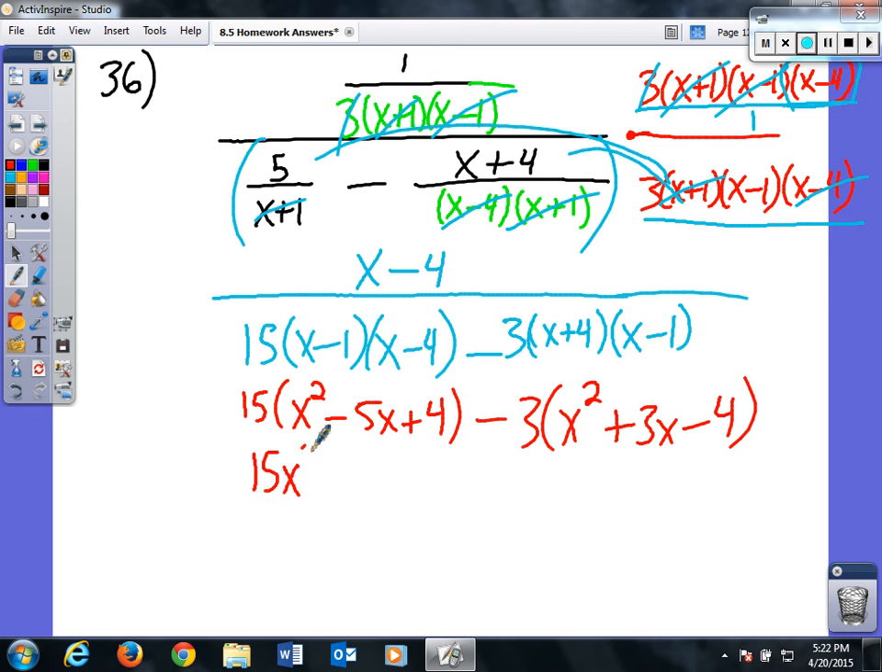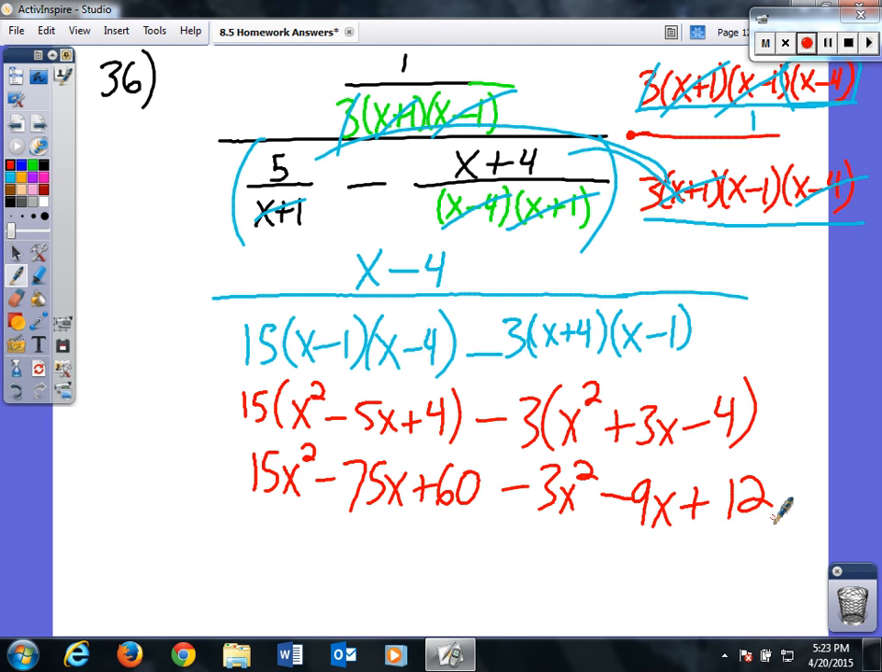So 15x squared minus, need to grab a calculator, 5 times 15, we get 75x, and 15 times 4 is 60, minus 3x squared. Be sure to bring the negative as you go through distributing here. So this is going to be negative 9x and then positive 12. This is again all on the denominator here. So I haven't moved away from the denominator.